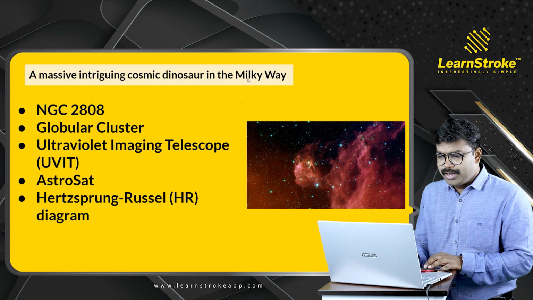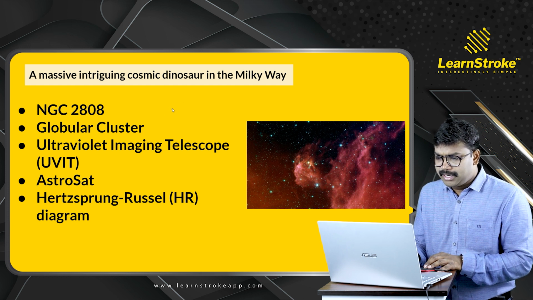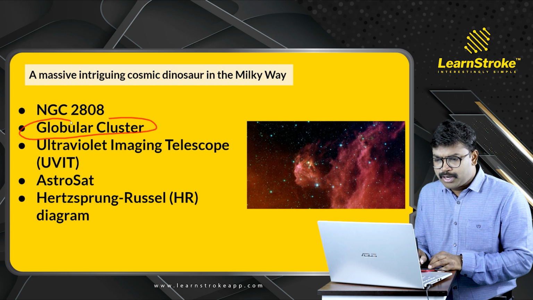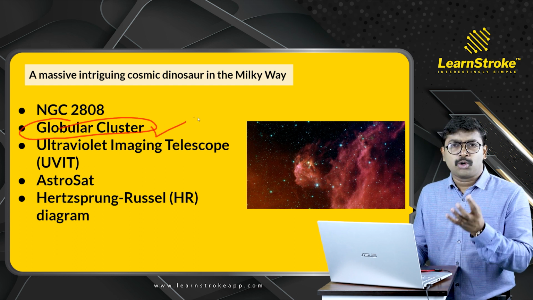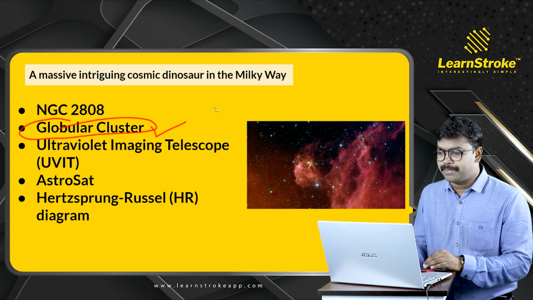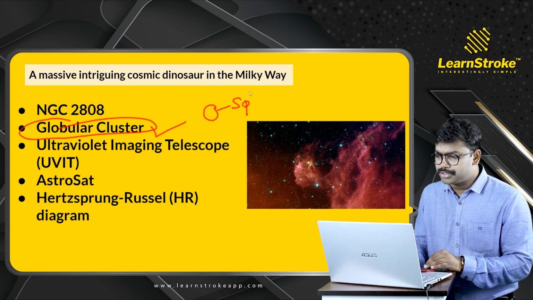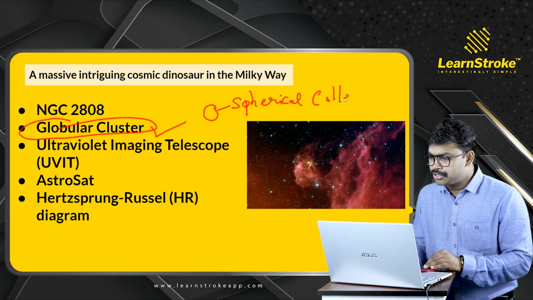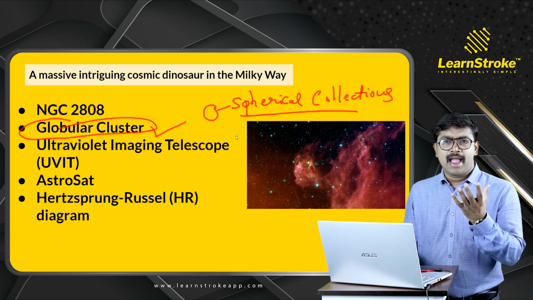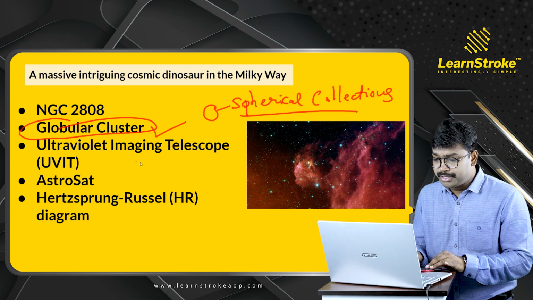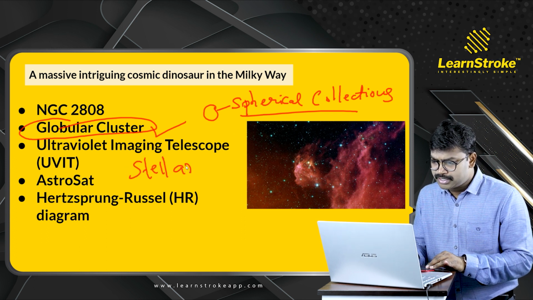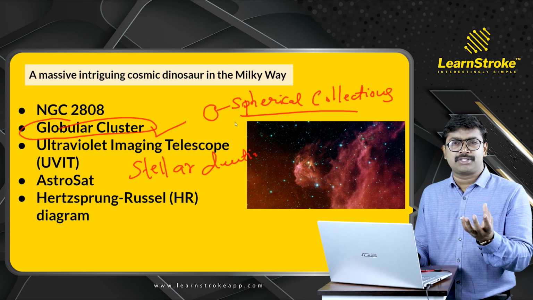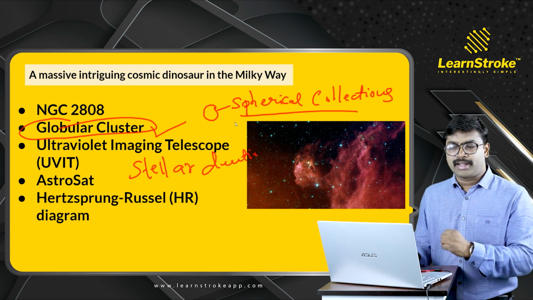First of all, we are talking about basically a globular cluster. What do you mean by a globular cluster? Globular clusters are a group of spherical collections of stars. That means they look like spherical collections. They are all spherical in shape. That is what is meant by globular clusters. They have high stellar densities. The word globular means they are spherical in nature.